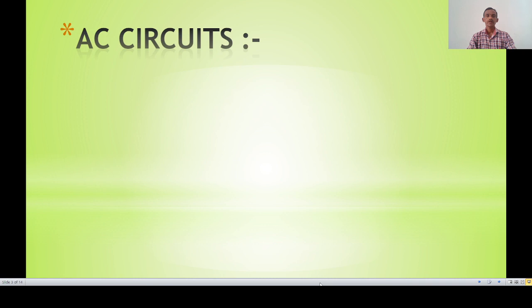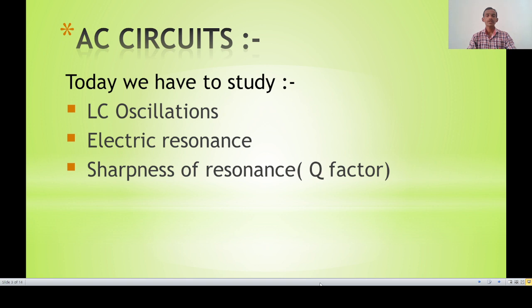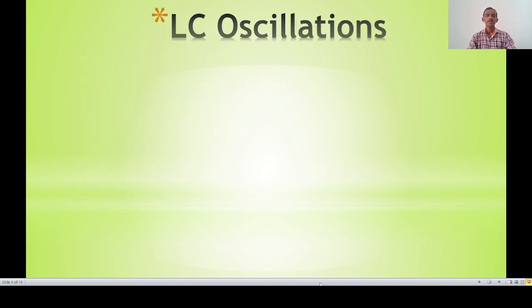Today, we have to discuss AC circuit. This is our fifth lecture on AC circuit. In this lecture, we have to study LC oscillations, electric resonance, sharpness of resonance, that is Q factor, and choke coil. First of all, we have to discuss LC oscillations.